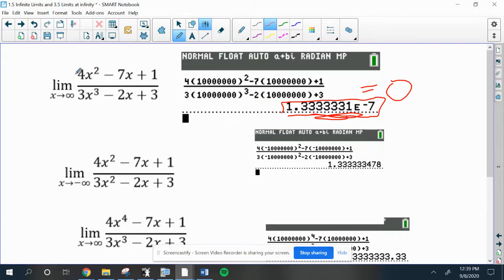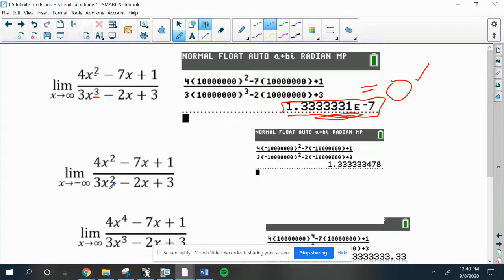So I want you to notice here that the degree of the bottom was 3 and the degree of the top was 2. So when the degree of the bottom is bigger, when you plug in a huge number, the bottom's always going to be way, way, way bigger than the top. And when you get a small number over a large number, you will always get 0.